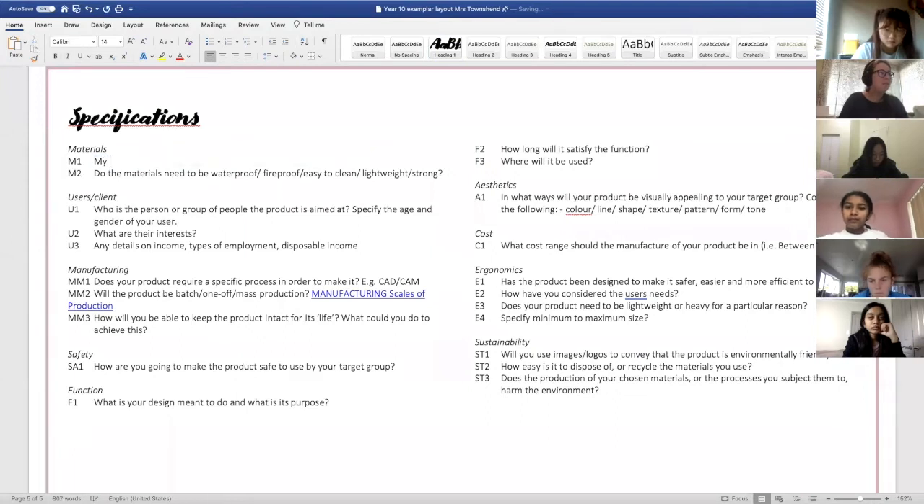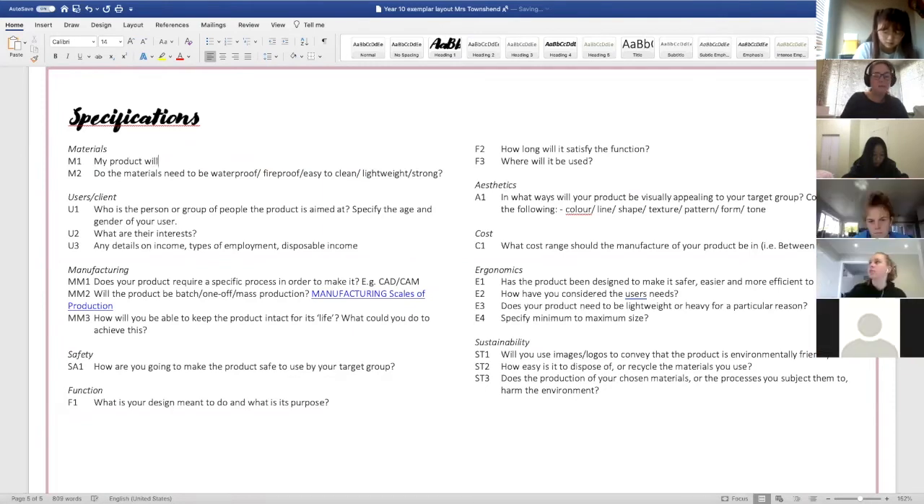And you always start a specification with "my product will be made". So it's a sentence form. Can someone please tell me some of the materials? Acrylic and hardwood. Yes, good. Now it might be either or both. So acrylic, which is a very hard type of plastic, or hardwood. So that's my first one.